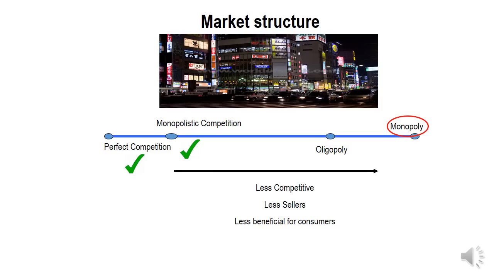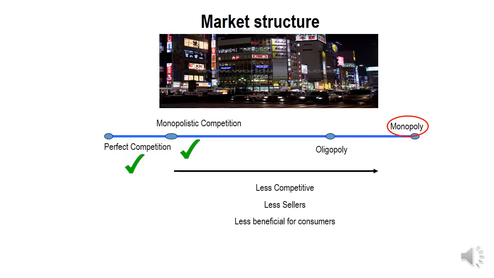All right, now let's move to the extreme end of the scale to look at monopoly. Okay, now you see the scale that we have here. When you move to the right, the market becomes less competitive. There are fewer sellers and it is less beneficial for consumers. So at the extreme end, this market structure is the least competitive. There's only one seller and it is of course the least beneficial for consumers.